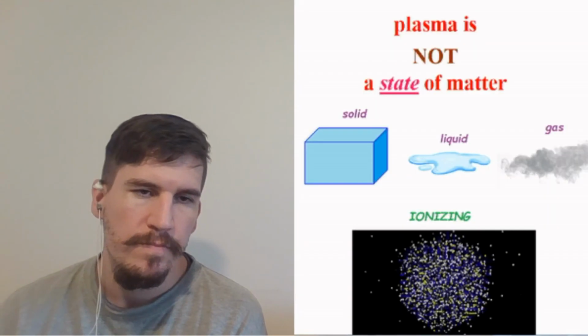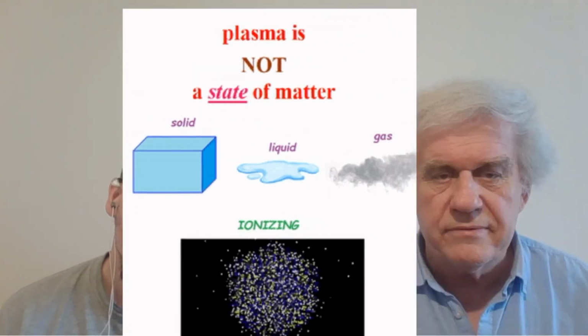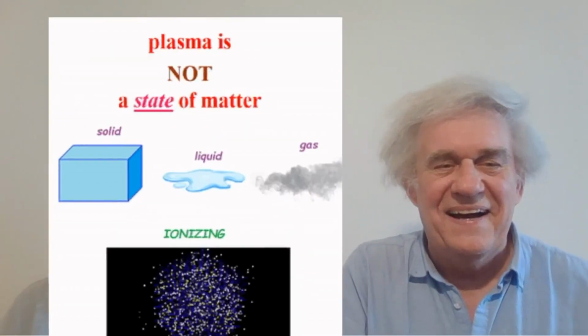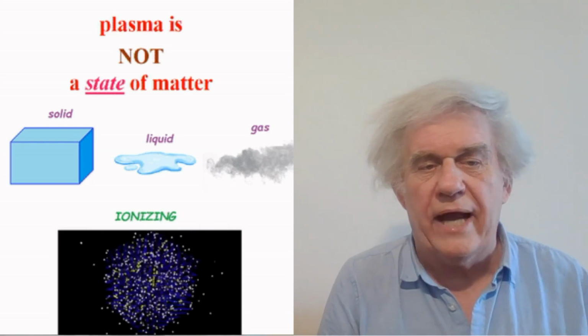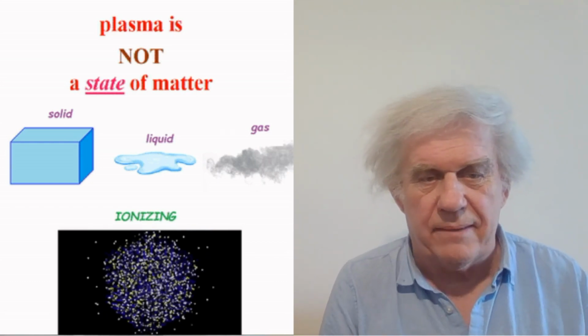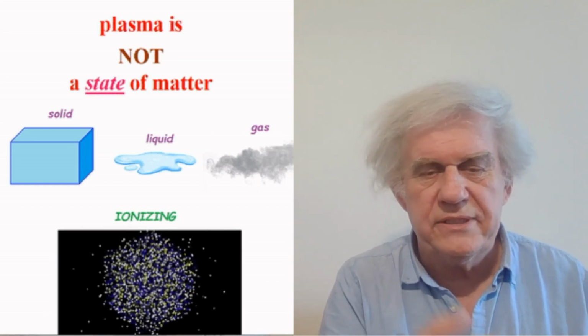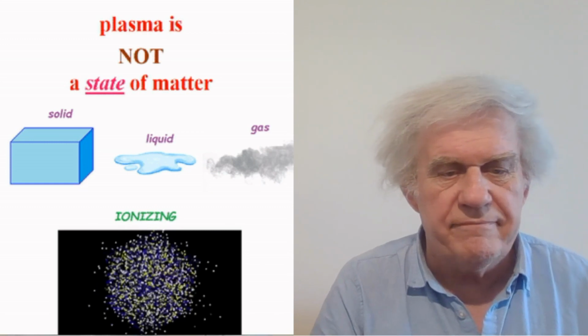So here, let's go with the state first. Plasma is not a state of matter. Why? State is a static concept. And plasma is the one on the bottom, ionizing. So you can't take a picture of ionizing. It can't be a state of matter.